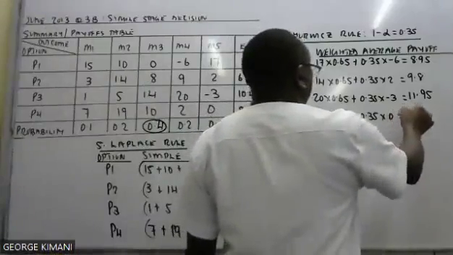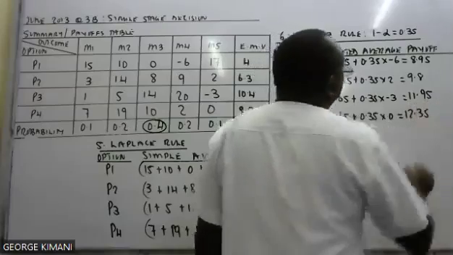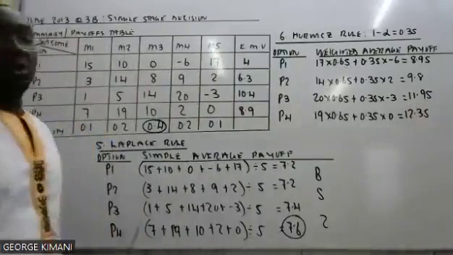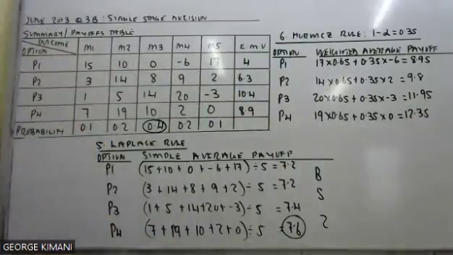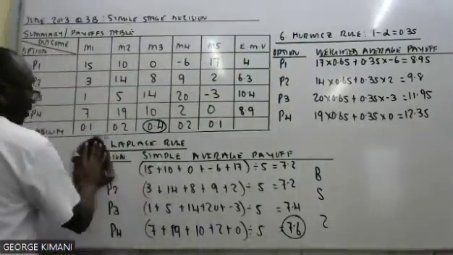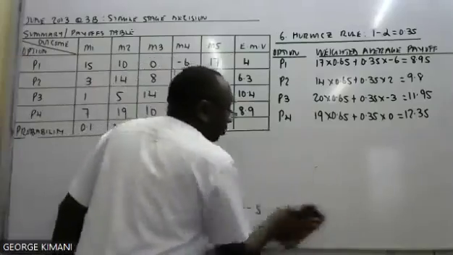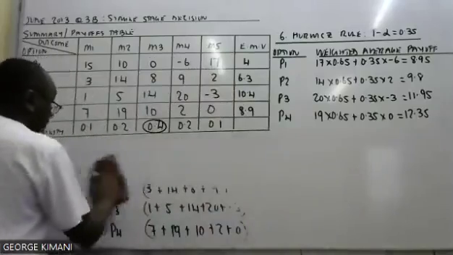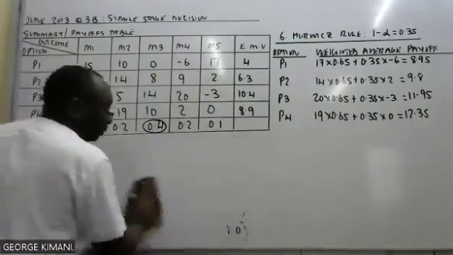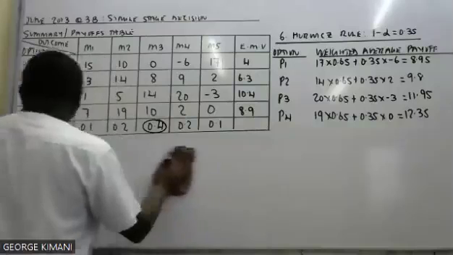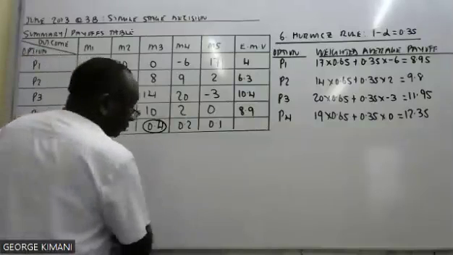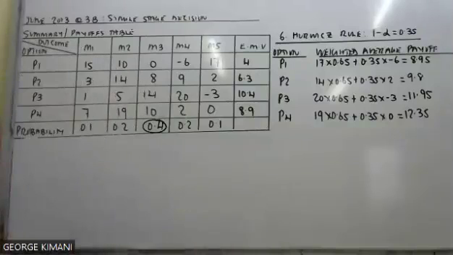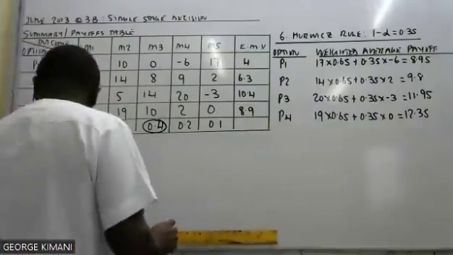So 0.35. So once again there, you also select the highest. The highest in the P4. So we advise them to go for that.